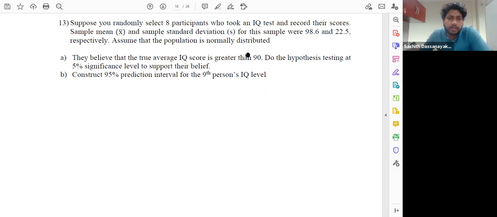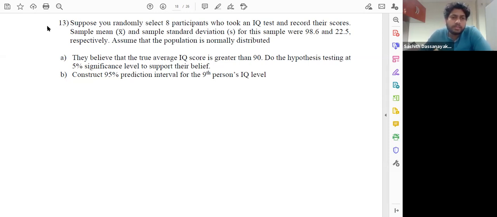You have to find intervals for this significance level. What are hypothesis testing and prediction interval? Most of the time, a prediction interval doesn't come as an individual question. It is a question based on a hypothesis test, a part of the hypothesis test. I told you in the lectures how it looks. So this is that kind of question, a mix of chapters 8 and 7.